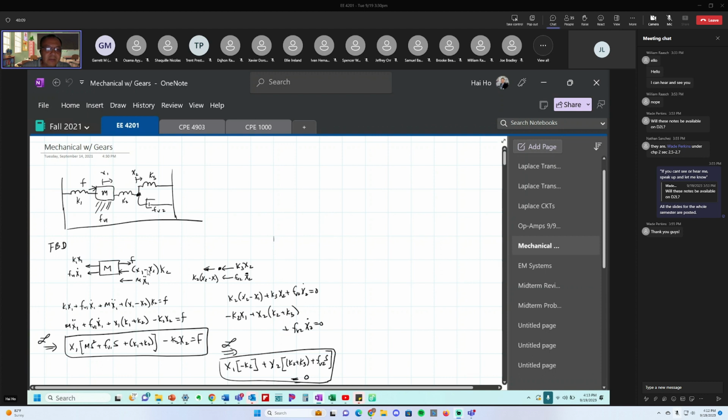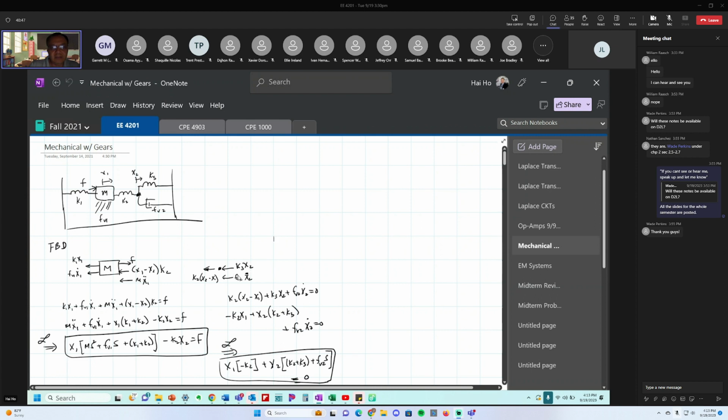Then we just write out the equation. The sum of forces toward the left is going to be the sum of forces to the right. So here, that's why you see K1 x1 plus FB1 x1 dot plus M x1 dot dot plus (x1 minus x2) times K2 equals F. Okay, and if you factor all that out and write it in Laplace form, you see the Laplace X1 times (ms squared plus fb1 s plus k1 plus k2) minus k2 X2 equals big F. Okay, so that's one state equation.